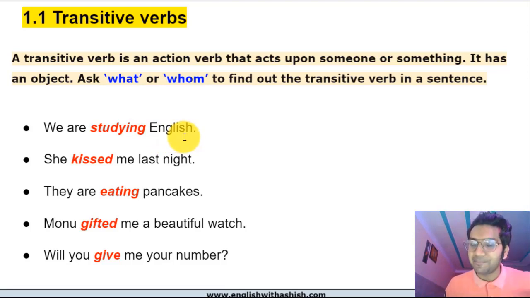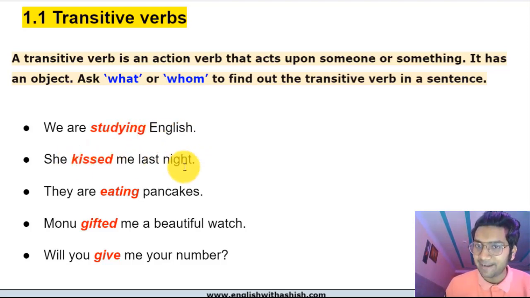So we can study something, right? Can we study someone? Yeah, we can do that. I'm studying you. I can say that. So study can have an object here. It is a transitive verb. English is the object of the verb study, right? But it doesn't answer the question whom. We are studying whom, we don't have a person, right? So it answers a thing. We are studying what? English.